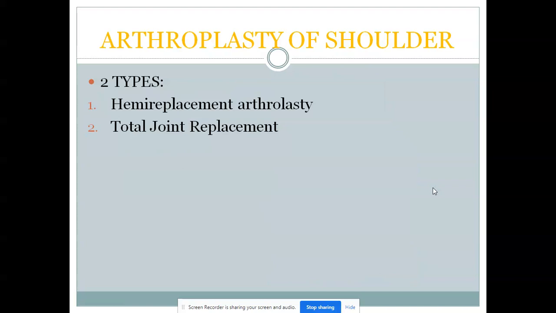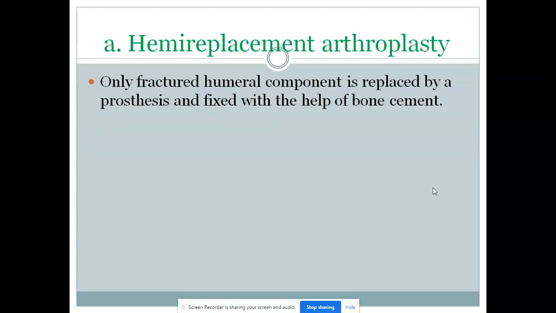Coming to arthroplasties of the upper limb. First joint, shoulder. Again divided into two types: hemi replacement and total joint replacement. Hemi replacement arthroplasty is performed only in fractures, where the humeral component is replaced by a prosthesis and fixed with the help of bone cement. In hemi replacement, only one part is replaced, that is either your glenoid or your humeral head. Usually the humeral head is replaced in hemi replacement arthroplasty.